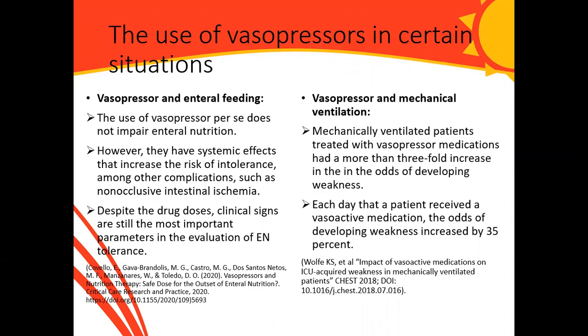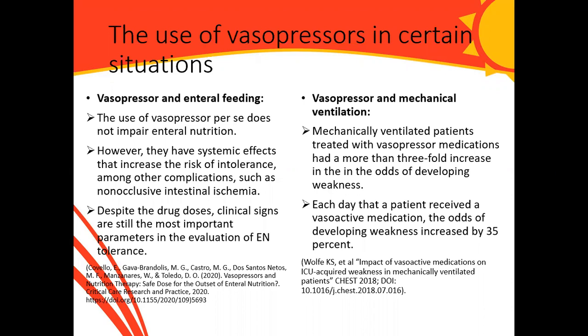Patients who are mechanically ventilated, does the use of vasopressor have any impact on them? All right, this study by Wieske et al., on the impact of vasoactive medication on ICU-acquired weakness in mechanically ventilated patients, published about 5 years ago in Chest Journal. The reference is there. It says that mechanically ventilated patients treated with vasopressor medications had a more than 3-fold increase in the odds of developing muscle weakness. Oof. You see that?